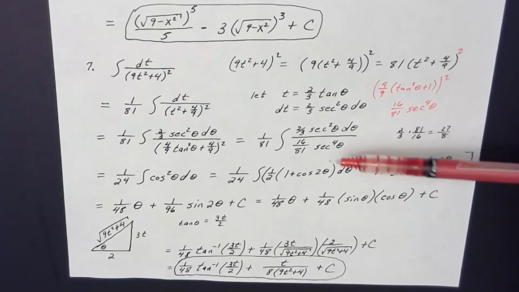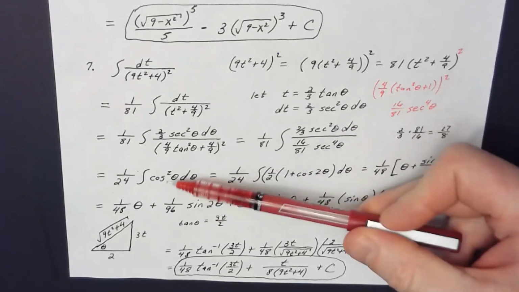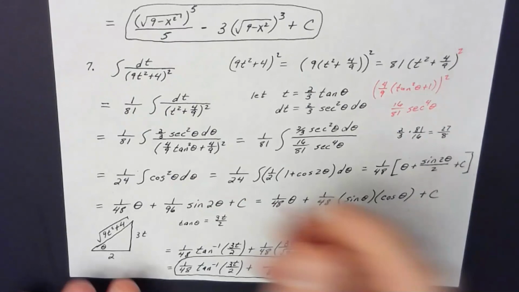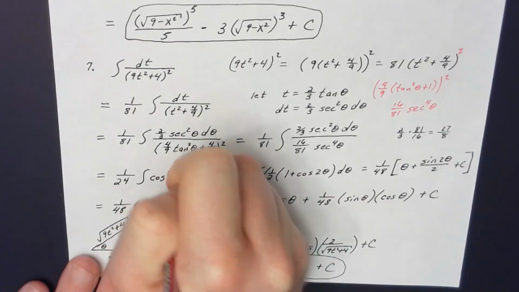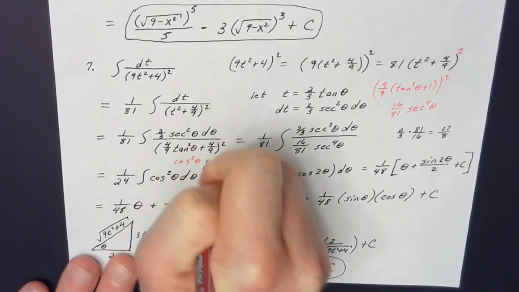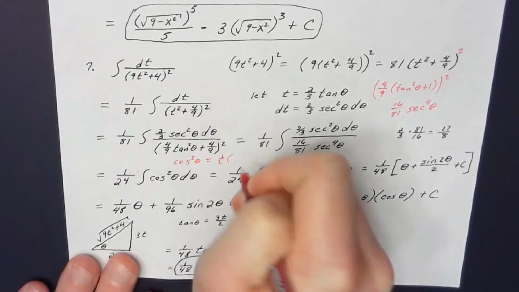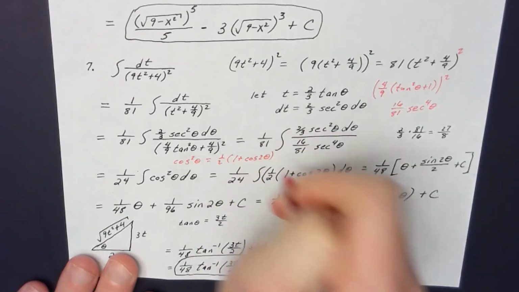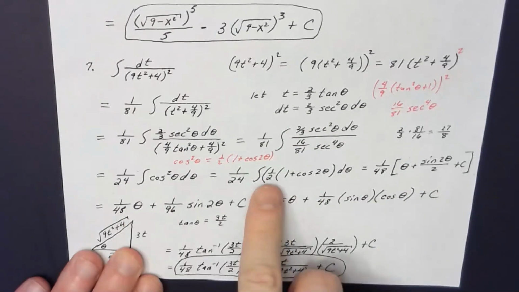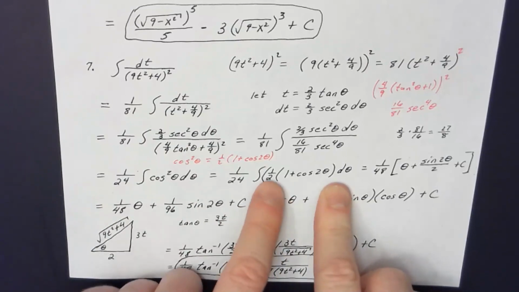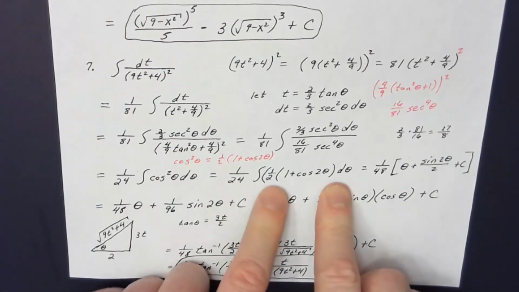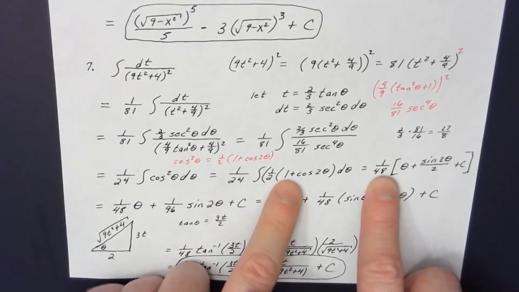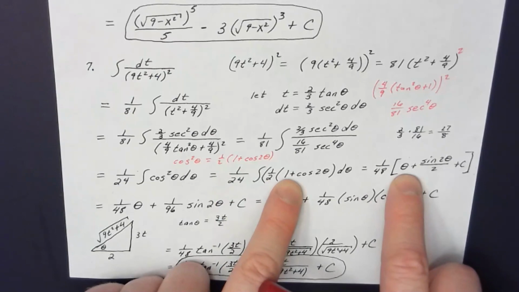Rather than having secant squared in the denominator, I went ahead and said, well, that's the same thing as cosine squared in the numerator. And then at that point, we use our power reduction formula, which says that cosine squared theta is equal to 1/2 times the group 1 plus the cosine of 2 theta. So you'll see precisely that's what I put in my next step here. That 1/2 comes out, multiplies the 1/24 to give me 1/48. And then the integral of 1 with respect to theta is where the theta comes from.